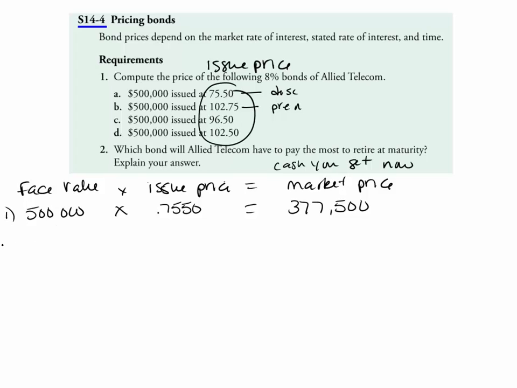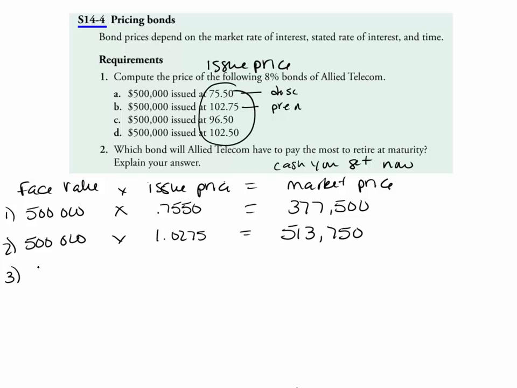In the second one, the face value is still 500,000, and I'm issuing it at 102.75. That means I'm getting 102.75% of the face value. So I take that times 1.0275. In each case, you just slide the decimal place over two places. And so I'm getting $513,750 now, and when it matures, I pay back $500,000. So that one's a premium.